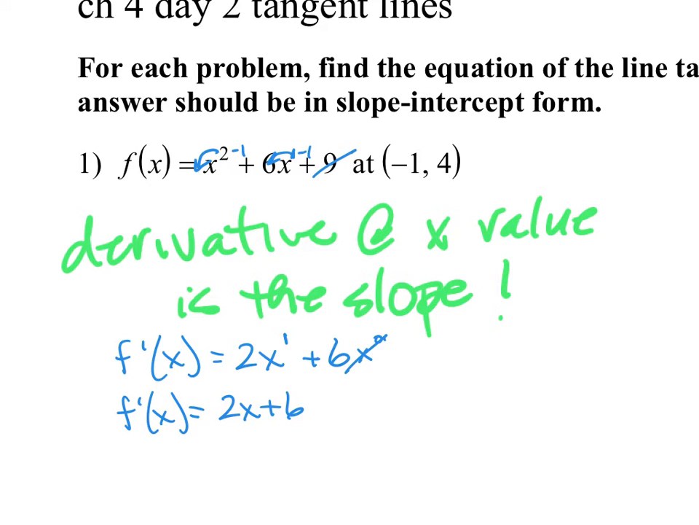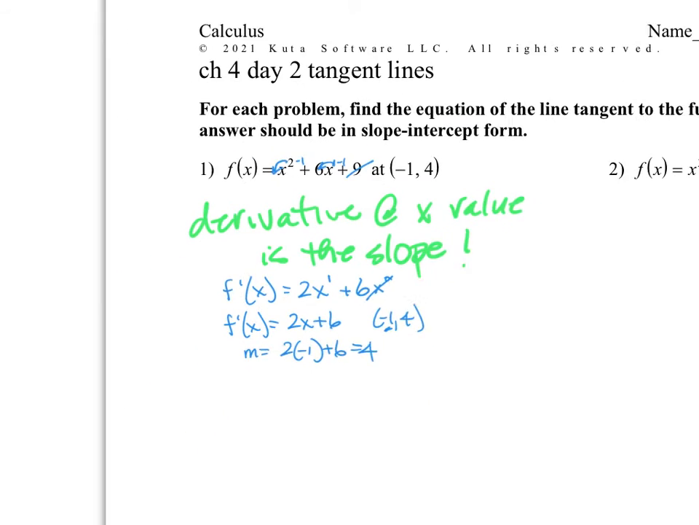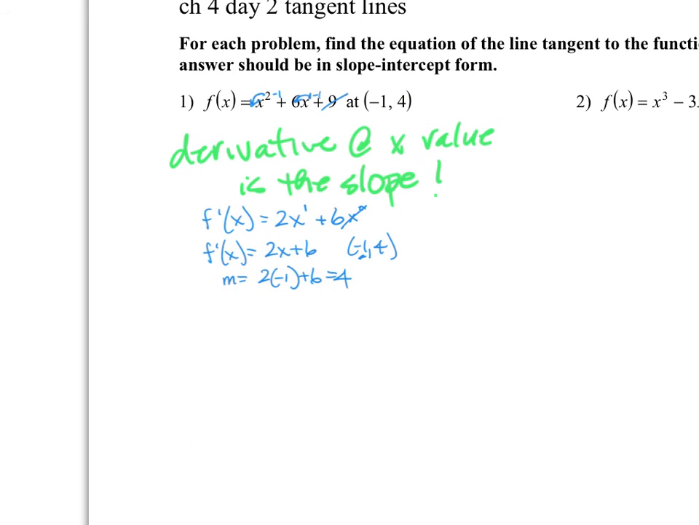And now we are finding the tangent line at (-1, 4). So we are going to plug in the -1 to find out our slope, because it's the slope at that x value. So we would have, let's just write m, 2 times -1 plus 6, which would equal 4. So now what we are doing is the slope-intercept and writing that equation of the tangent line.